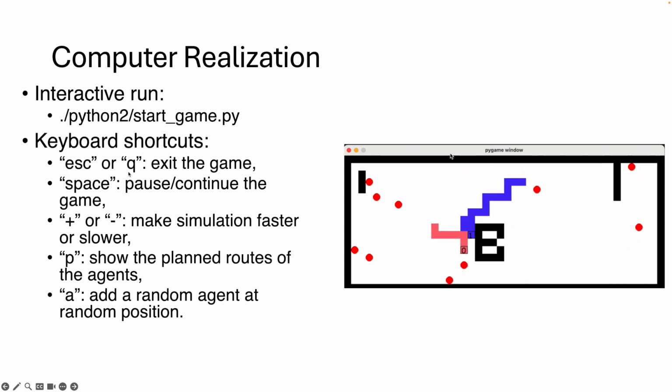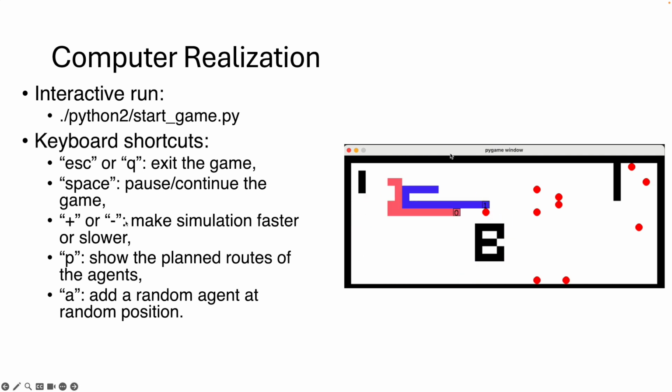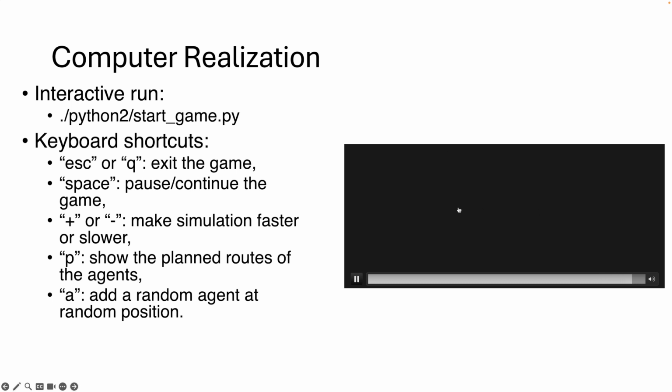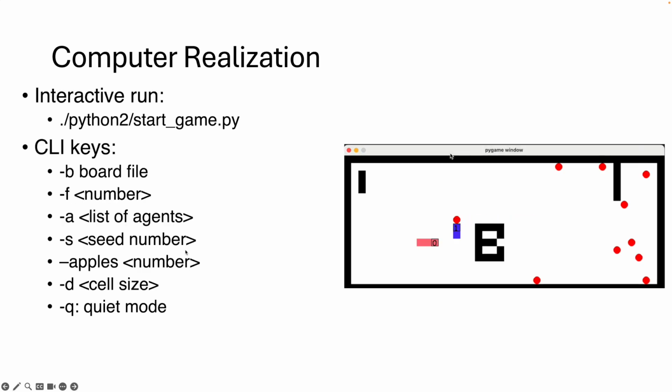For example, you can quit the game, pause it, increase or decrease game speed, show the paths of the playing agents, and add a random agent at a random position. You can also modify the starting configuration of the game using these command line interface keys. You can specify the layout of the starting maze by selecting the board file. You can change the game speed by setting the number of frames per second. You can specify a list of agents. I will show you later how it goes.